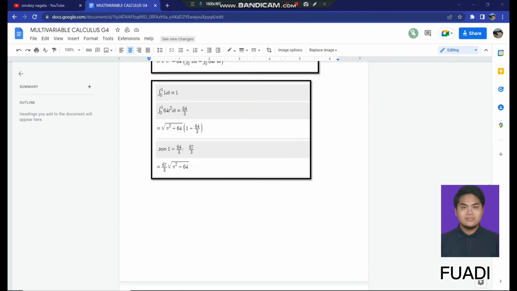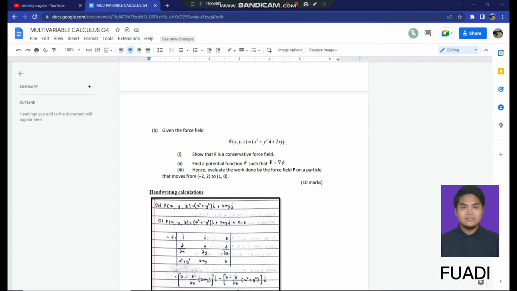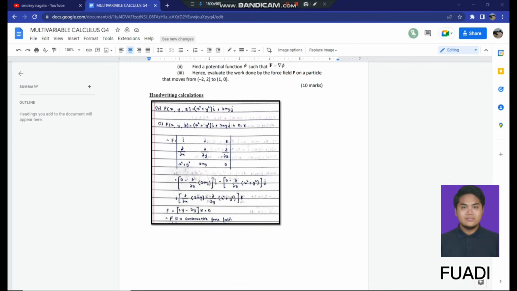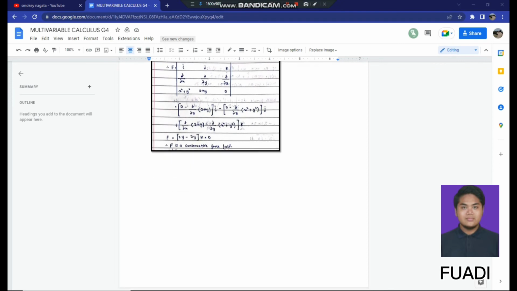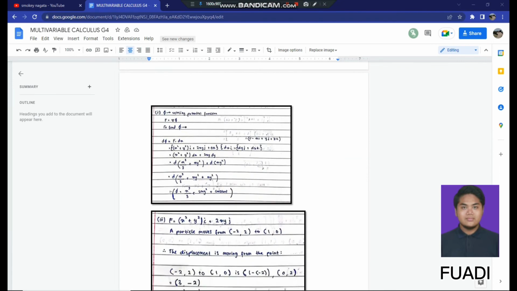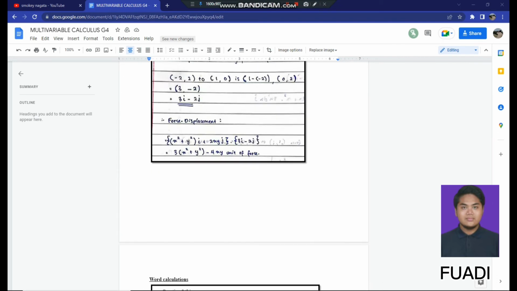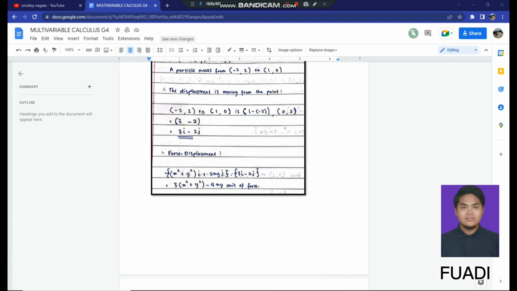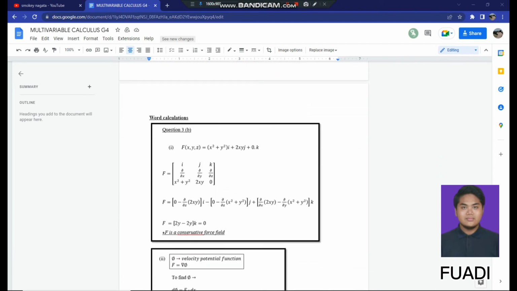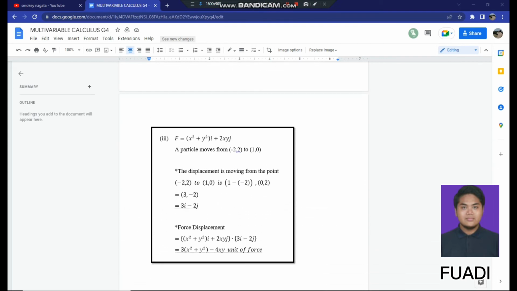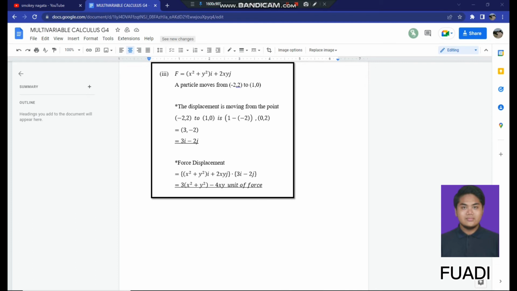And next is question B, given the force field, and we have three questions in question B. This is the handwriting calculation for question 1, and this is the final answer, F equals 0. Next is number 2, as you can see, this is the last answer, and this is number 3, and this is the last answer for question 3. And next is the Word calculations for number 1, number 2, and number 3.